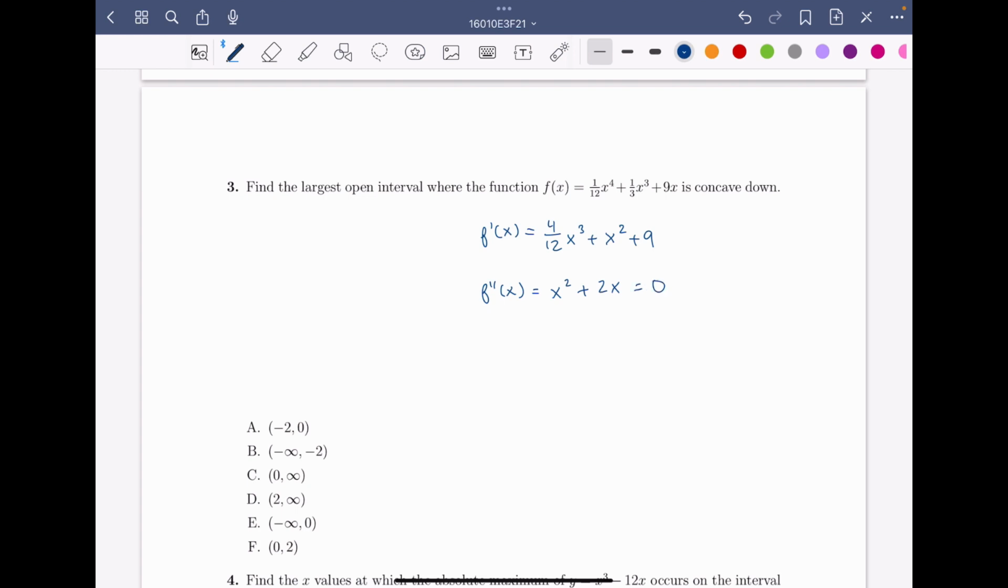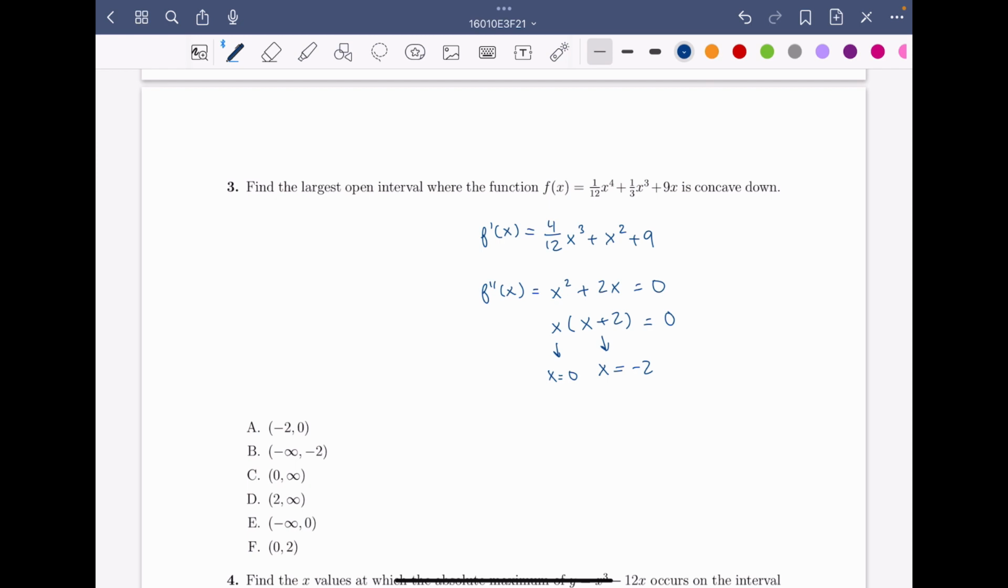The first thing I would do with this one is there's a common factor of x, so let's go ahead and factor that. That would give us x times x plus 2 equal to 0. This makes the roots super easy to see. As you can see, this would make x equal to 0, and this would be x equals negative 2. So our inflection points are at 0 and negative 2.